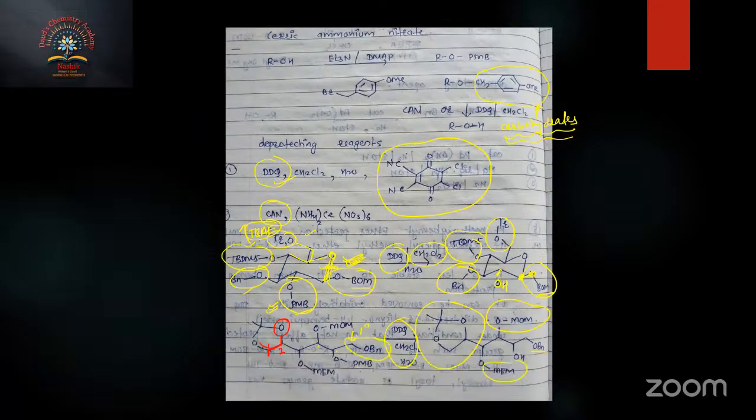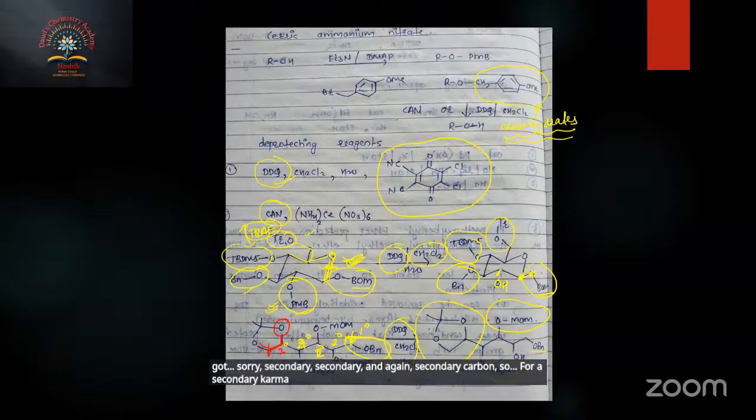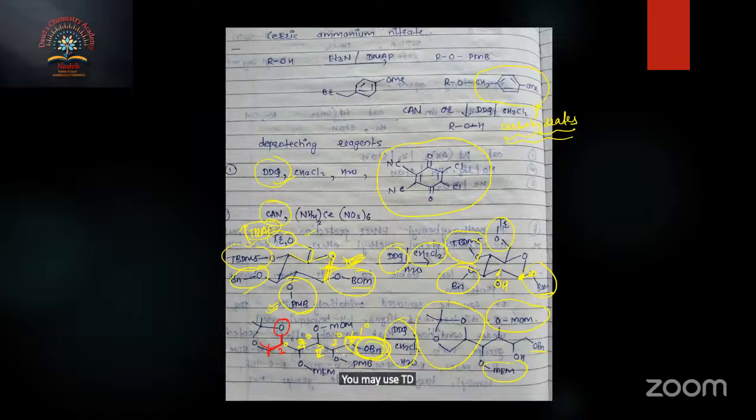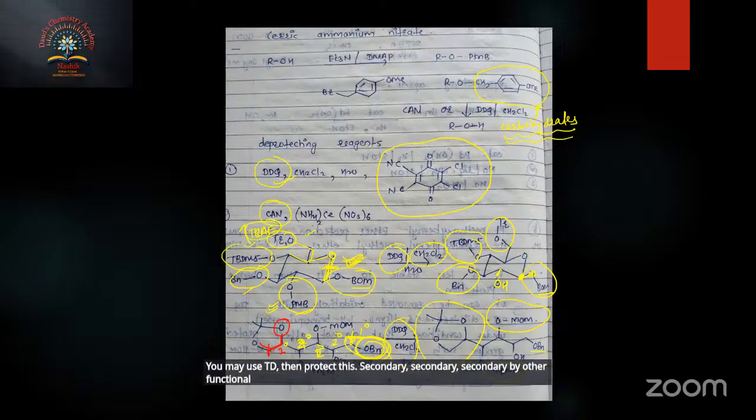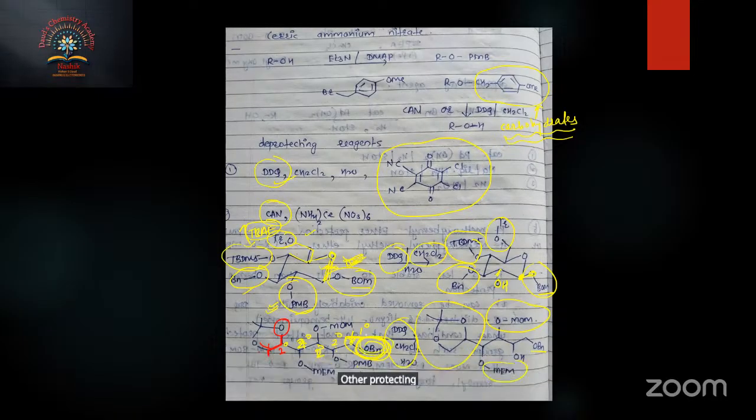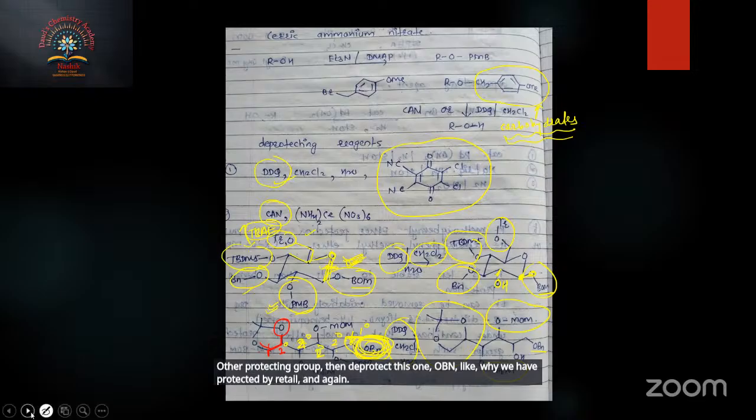And we have secondary, tertiary, secondary, and again secondary carbon. So four are secondary carbon. You have to selectively protect this functional group first. You may use trityl, then protect this secondary by another protecting group. Then deprotect this one, OBn, like we have protected by trityl, and again use another PMB ether.